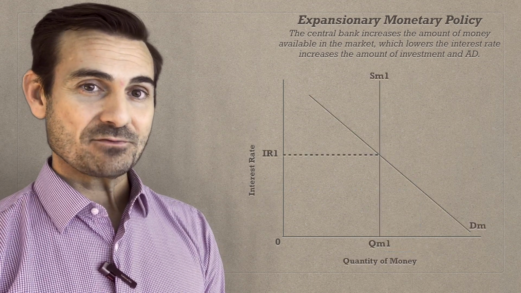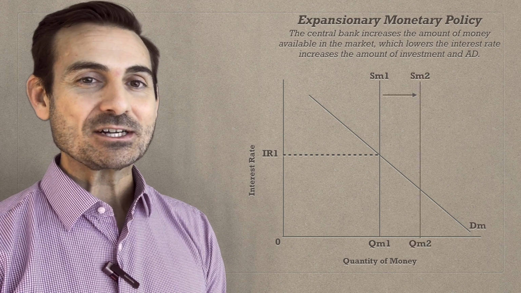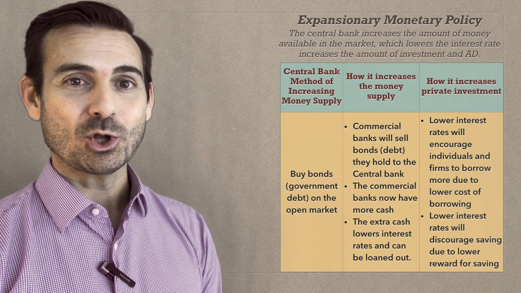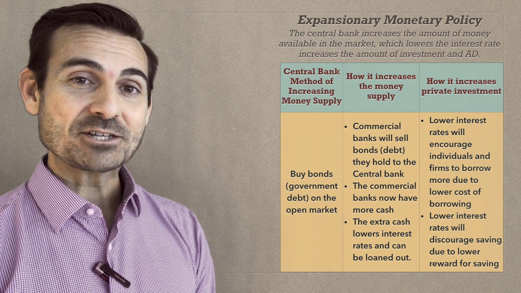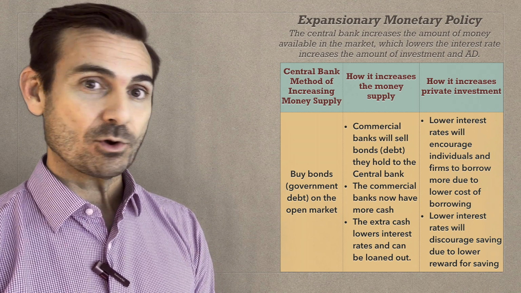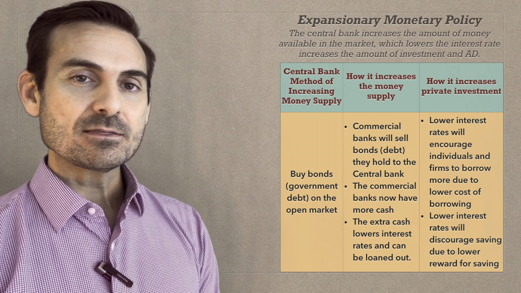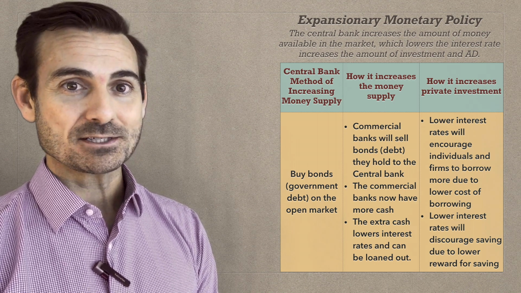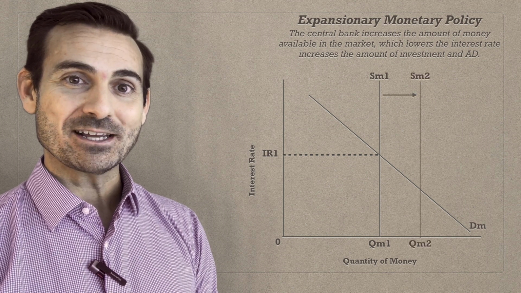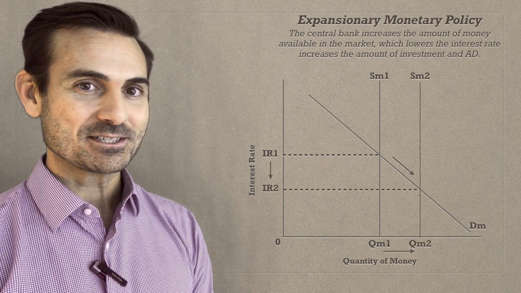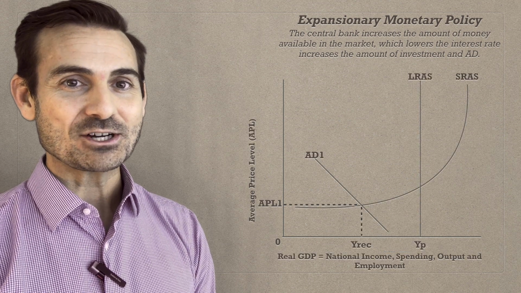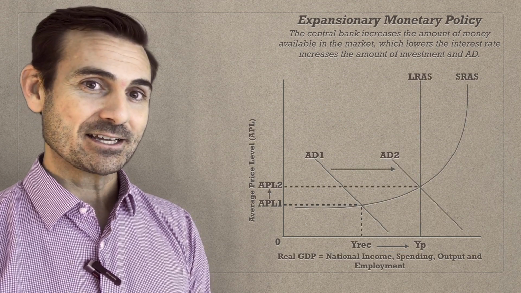A second option for the central bank, in order to increase the supply of money in the market, is to buy bonds. Commercial banks will hold bonds or government debt, and the central bank can buy that debt or those bonds back from commercial banks. This will give the commercial banks cash in exchange for their bonds. More cash means more supply of money in the market, a lower rate of interest, increase in investment from consumers and firms, and an increase in AD, closing or reducing the recessionary gap.